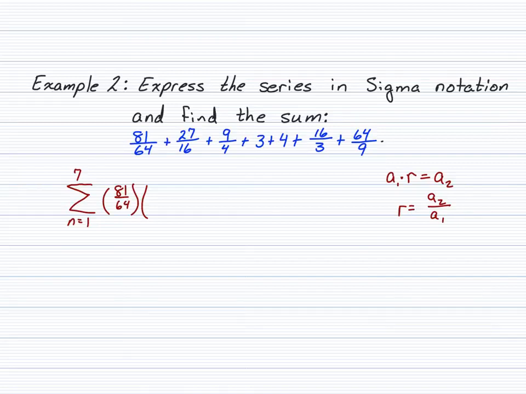And so that means r would equal a sub 2 divided by a sub 1. Now that works not just for the first and second term, it can work for any pair of terms that are next to each other in this series. So you would take any term and divide it by the term that's right before it. Now we could do 27 over 16 divided by 81 over 64. That will generate our common ratio.